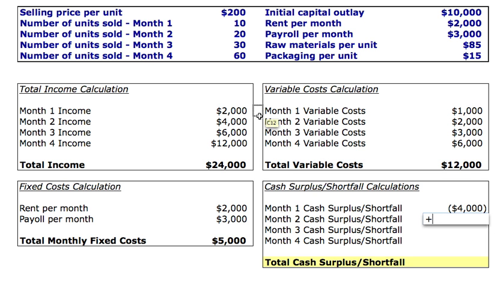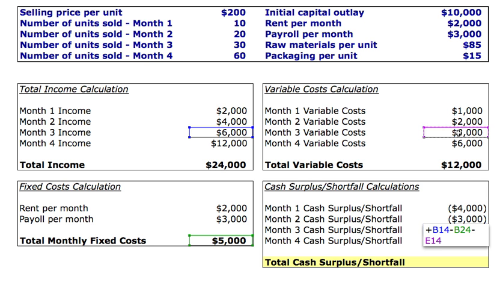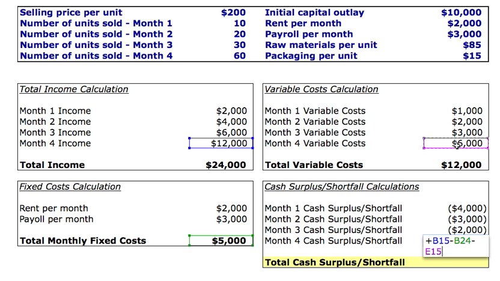Once again, we're going to do the same thing. We're going to take our income, subtract the total monthly fixed cost, and then the month 2 variable costs for a $3,000 cash shortfall. We're going to repeat that step for each month. $6,000 minus our $5,000 in monthly fixed cost minus the $3,000 in variable cost. And lastly, we're going to take the $12,000 minus the $5,000 fixed cost, minus another $6,000.